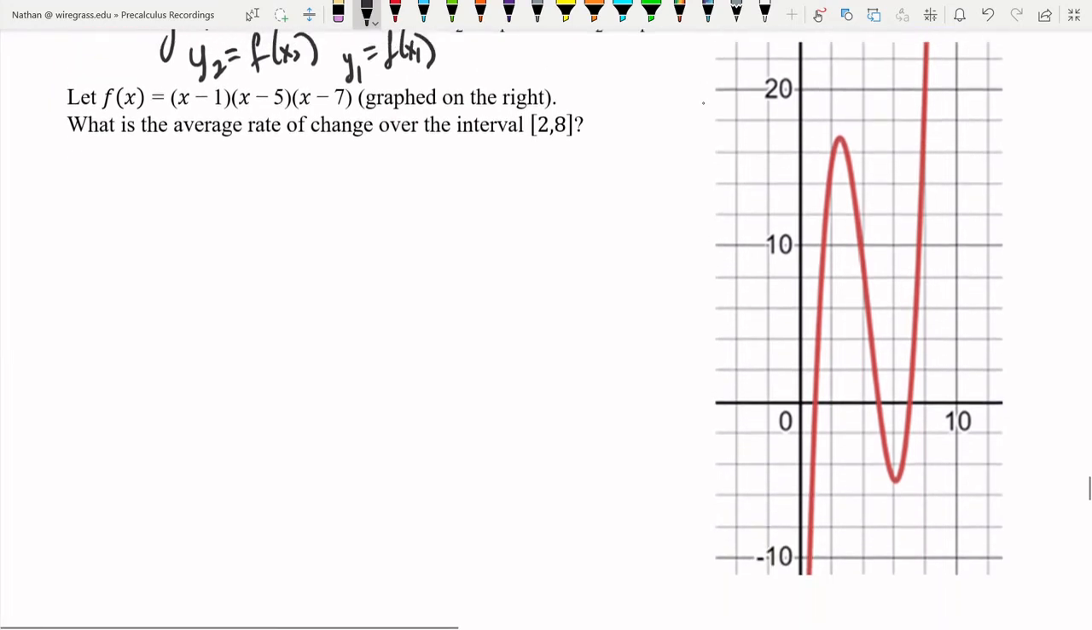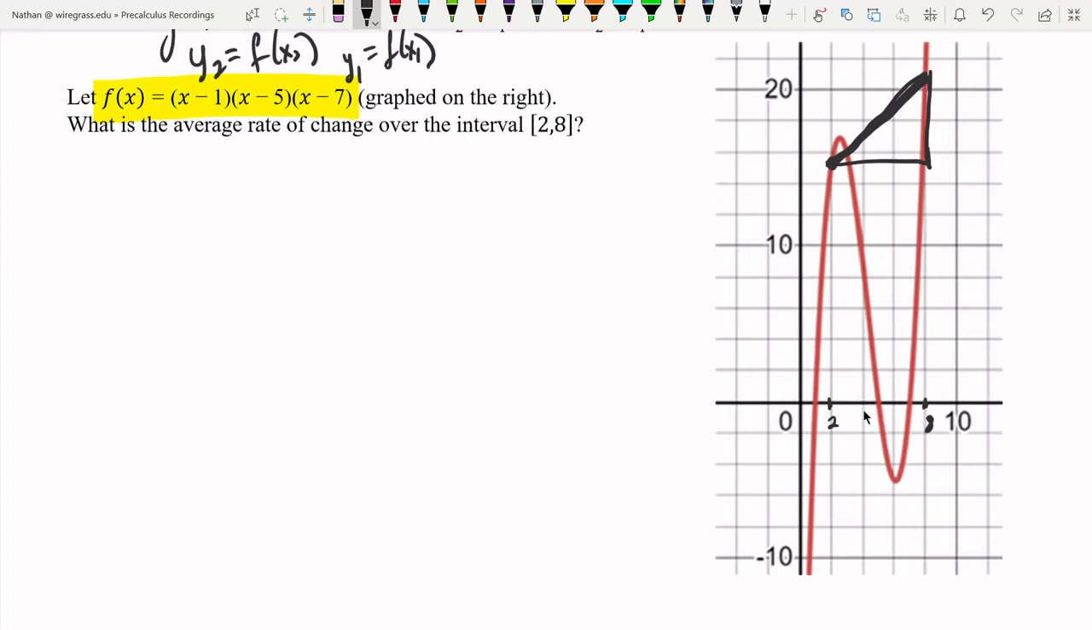So for this function, this is the equation of this function. All we're trying to do is figure out what's the average change over 2 to 8. Now 2 is right here, 8 is right here. So f of 2 is going to be somewhere around here, and f of 8 is going to be up here somewhere. And we're asking what's the average rate of change. That is the same thing as what is the slope of this line. If I can draw straight here.